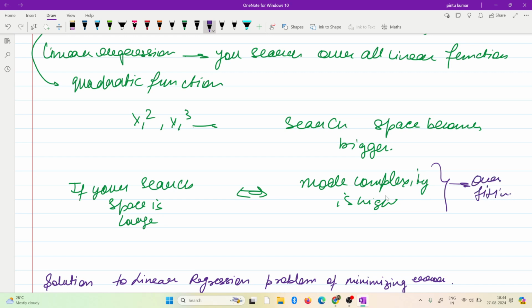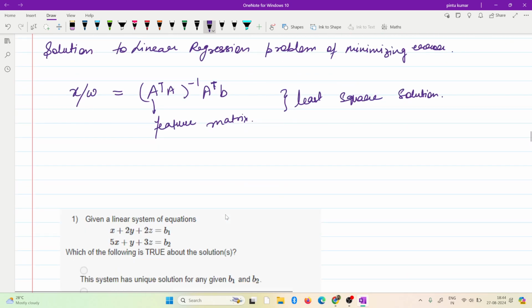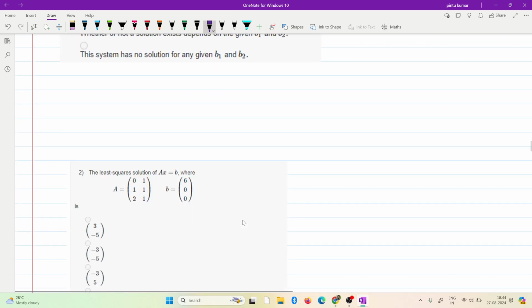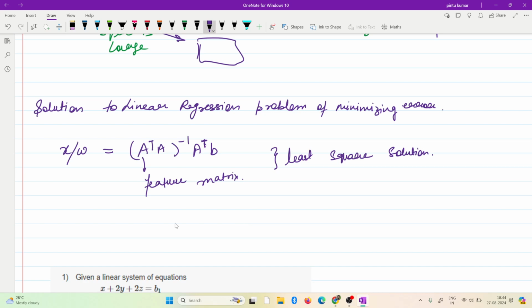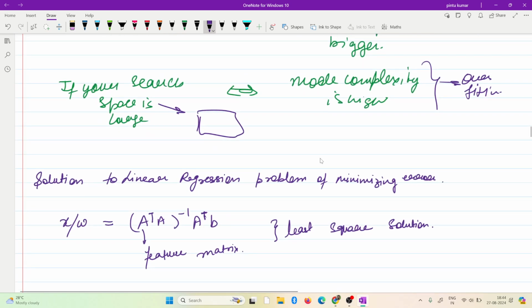So the problem of overfitting and underfitting can be solved by restricting your search space sufficiently. So you don't want your search space to be too small, but you don't want it to be too large either. I'll get back to this. Right now, let's solve some questions here. Then we'll go to how we tackle underfitting and overfitting.